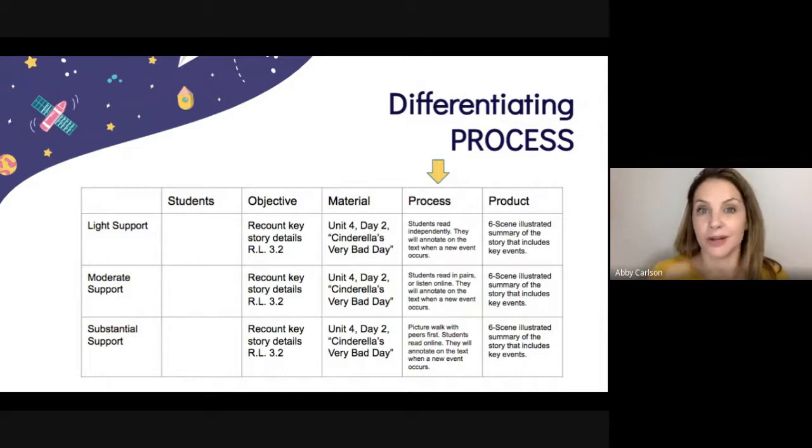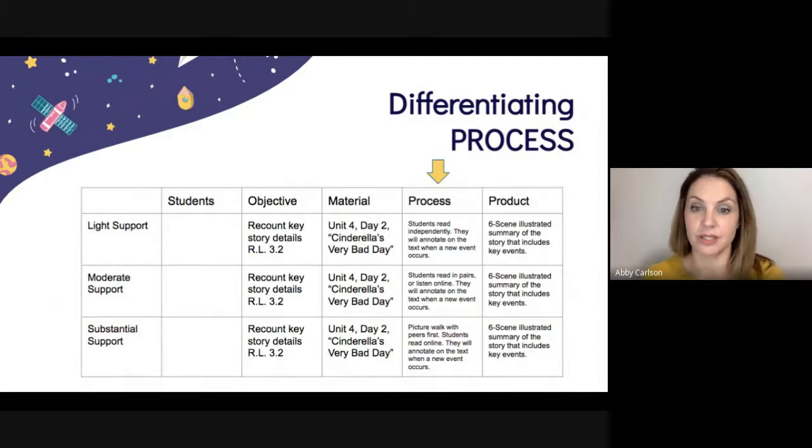Now, I know as a classroom teacher, sometimes it's hard to differentiate materials. So in this example, all students are reading the same exact piece. Unit 4, Day 2, it's called Cinderella's Very Bad Day. I want my light support, my moderate support, and my substantial support students to all read the same thing. However, I'm going to differentiate process. So for my light support students, students will read independently. They will annotate on the text when a new event occurs.